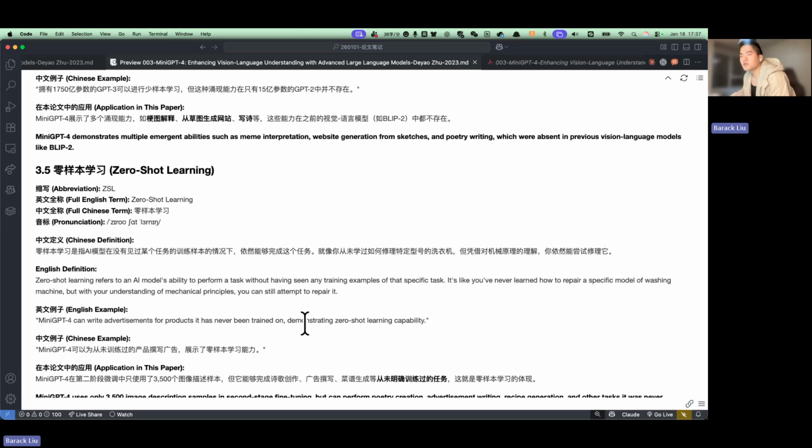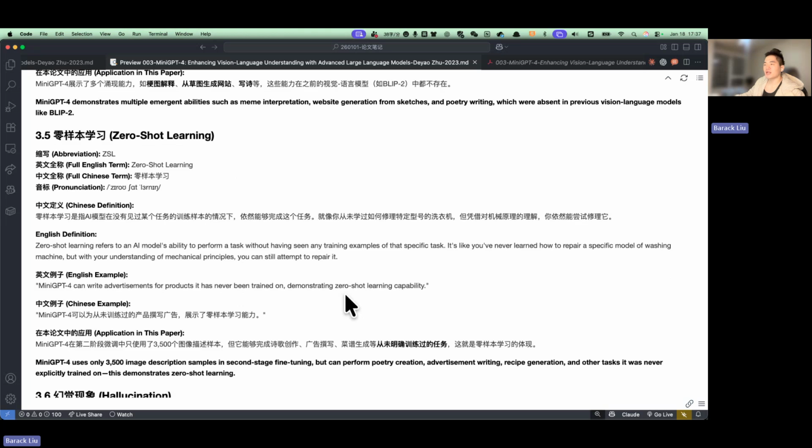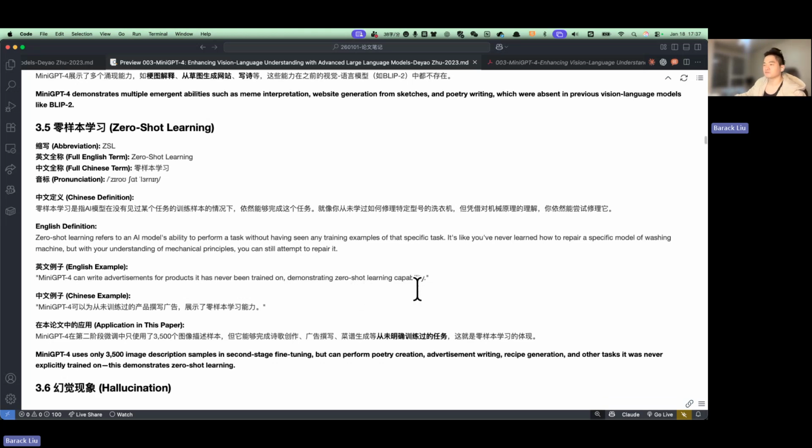Zero-shot learning. Zero-shot learning refers to an AI model's ability to perform a task without having seen any training examples of that specific task. It's like you've never learned how to repair a specific model of washing machine, but with your understanding of mechanical principles, you can still attempt to repair it. MiniGPT-4 can write advertisements for products it has never been trained on, demonstrating zero-shot learning capability.